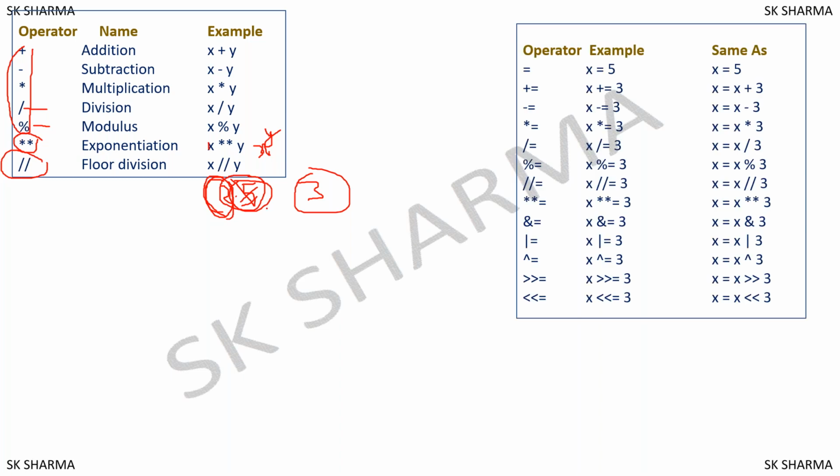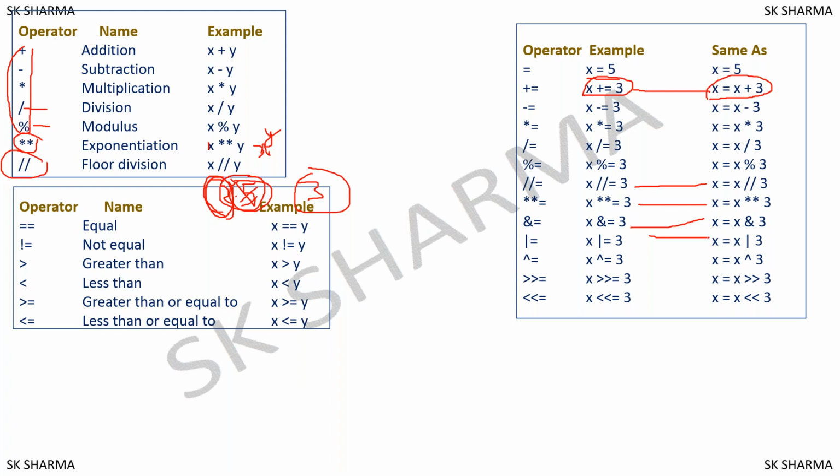Assignment operator. x equal to 5, we do some assignation. x plus equal to 3 simply means x equal to x plus 3, both are the same thing. x minus equal to 3 means x equal to x minus 3. Same stuff here, similarly we are doing the same operations. These are the assignment operators.